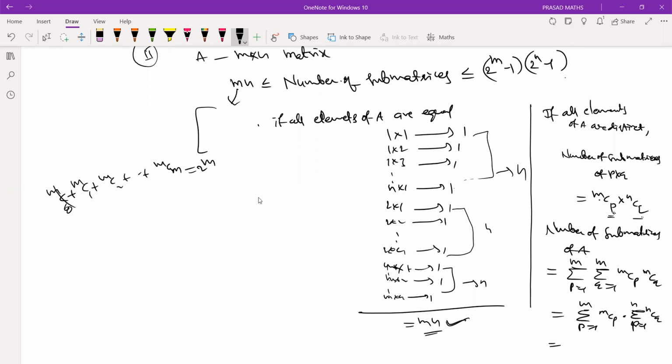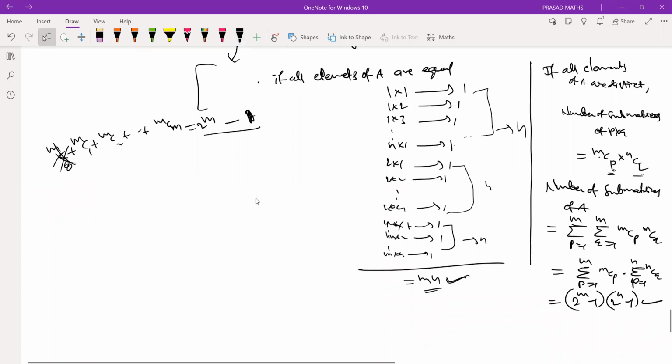But what I require is mC1 plus mC2 plus up to mCm, that is nothing but 2 power m minus 1. So this is 2 power m minus 1 into 2 power n minus 1, right? So if all elements are distinct, the total number of submatrices is 2 power m minus 1 into 2 power n minus 1. If all the elements are equal, that is nothing but mn.